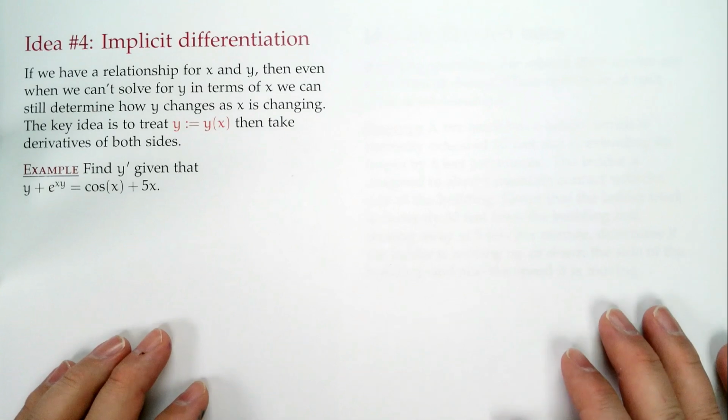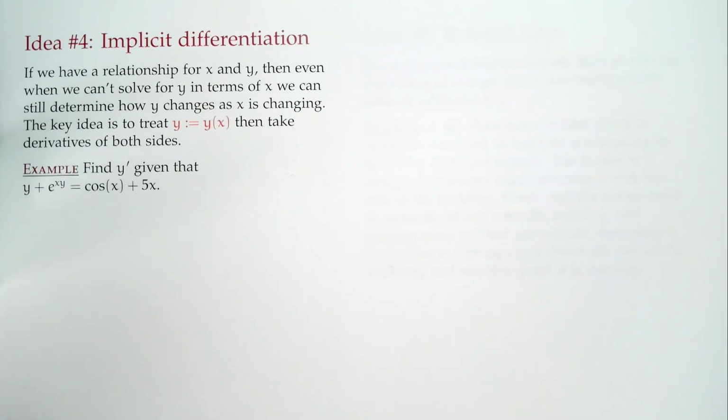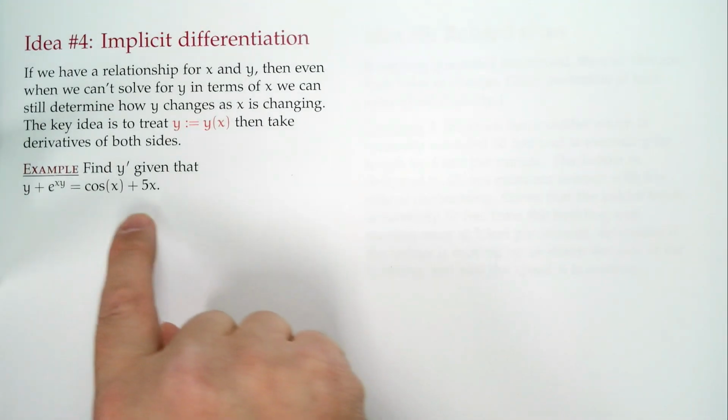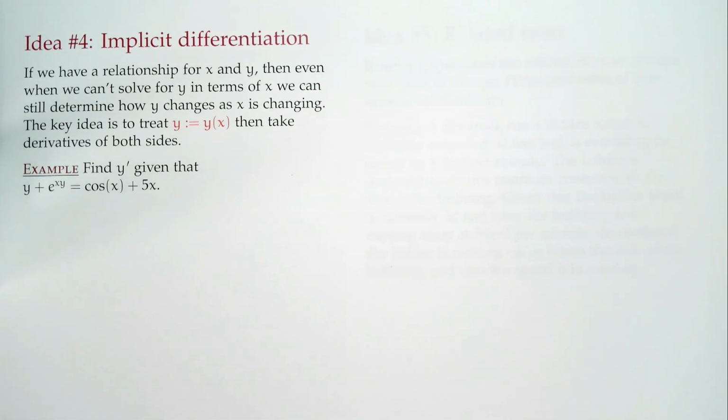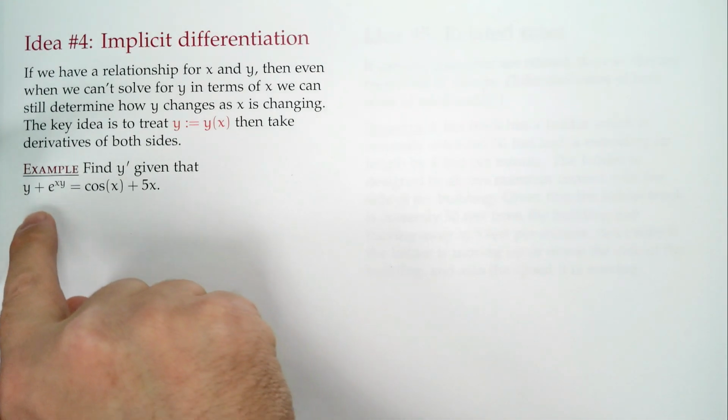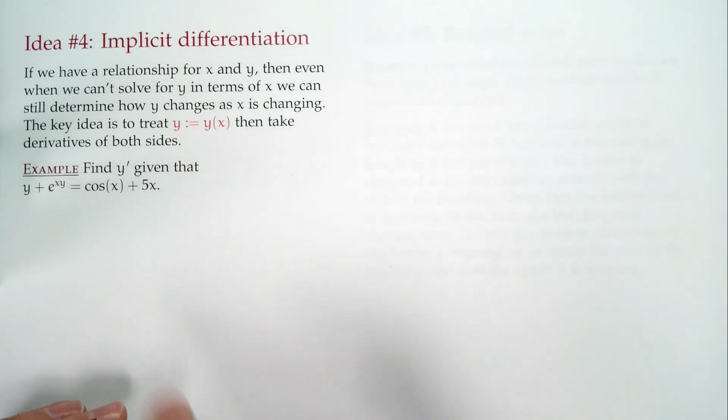So implicit differentiation is when we have a relationship, and here's an example, where x and y are tied together. So they're not independent of each other. If you tell me something about x, that forces something to be true about y. However, we may not be able to solve for y. So for instance, there's really no way to solve for this in a clean way. So there still is a dependency. It's just not clear what exactly it is.